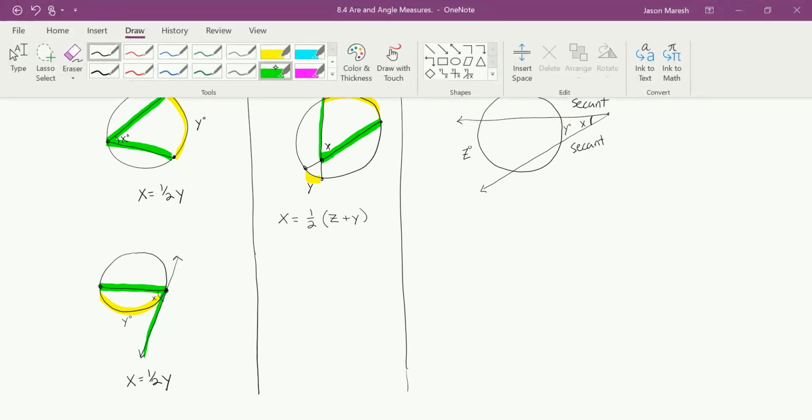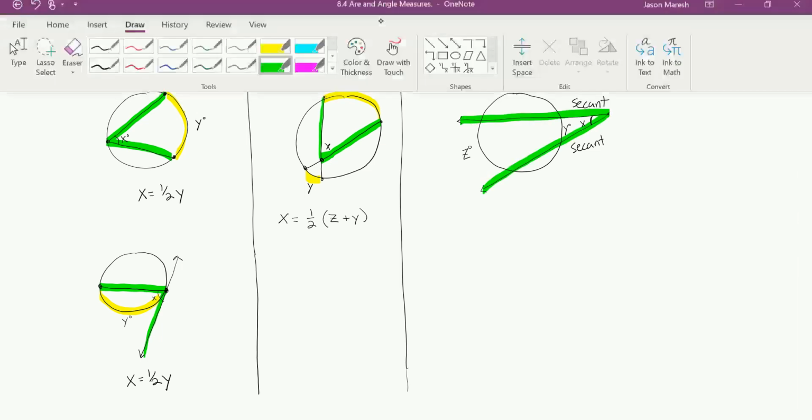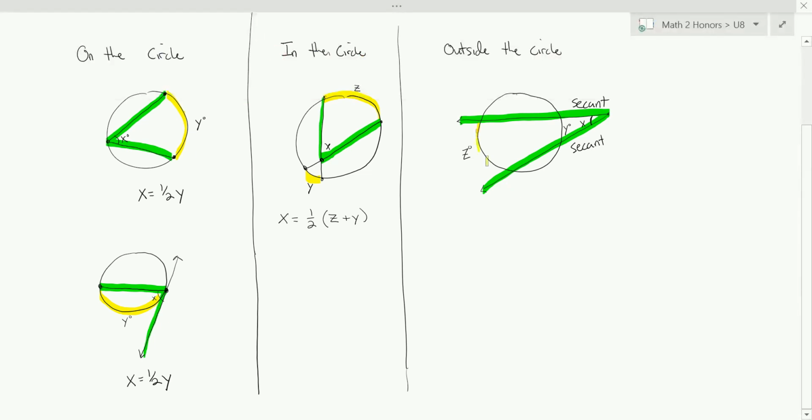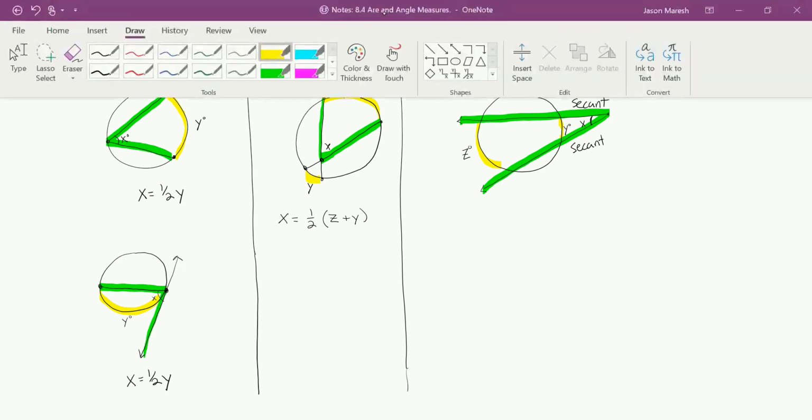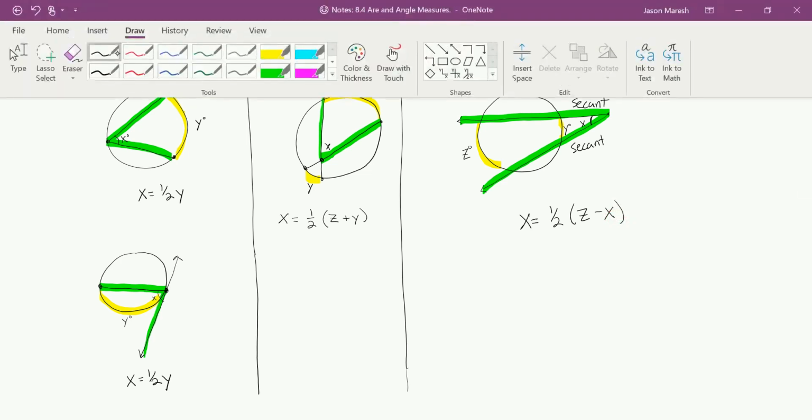You can see them a little more clearly. I will highlight our angle green. And when your angle's outside the circle, it would be smaller than if it were on the inside. And so to come up with x, it's going to be 1/2 (z minus y) instead of plus. Sorry, y, not x. z minus y.